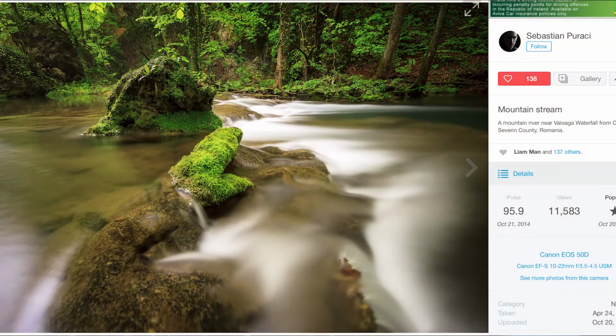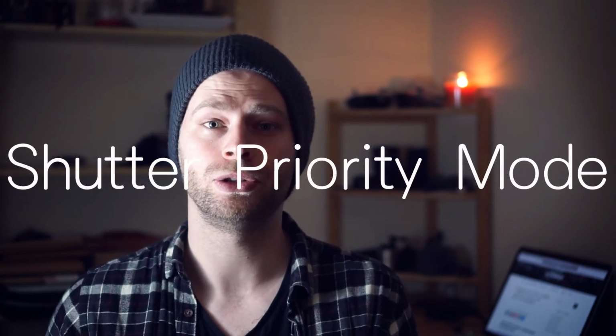Or you might also have seen on the good old interwebs these images where people take pictures of rivers, for instance, and these rivers are incredibly smooth. They look like clouds nearly. And this is also being done by making use of a very slow shutter speed. So how can you control the shutter speed? I mean, there are many options. In manual mode you can do it, but for now let's talk about the shutter priority mode on your camera.